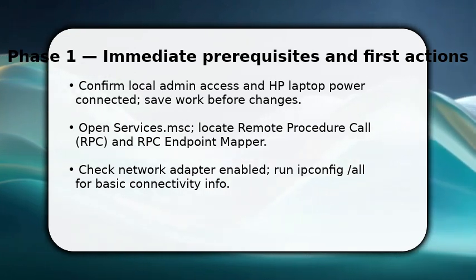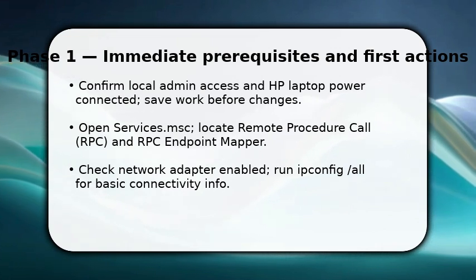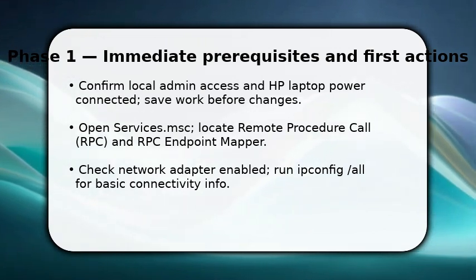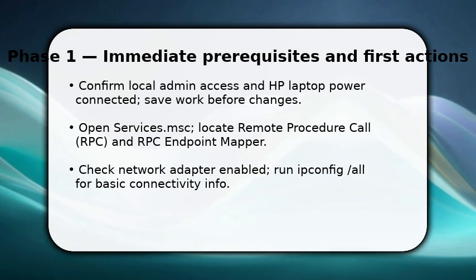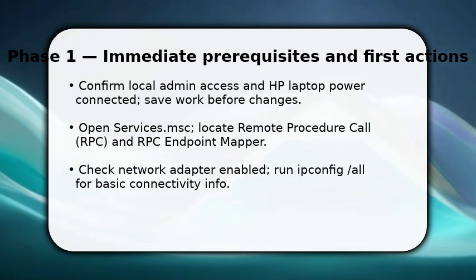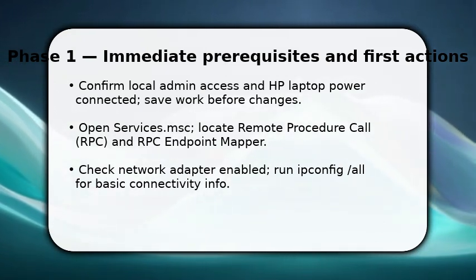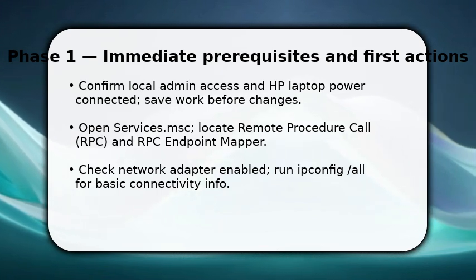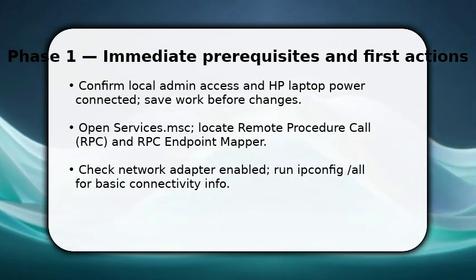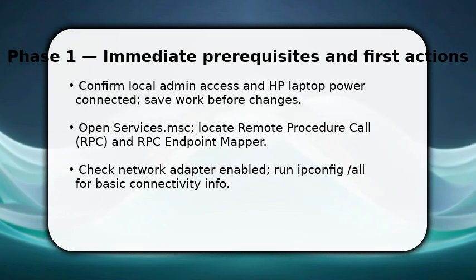You will also open a command prompt as admin to run ipconfig /all. This verifies your NIC status and DNS bindings. Make sure the network adapter is enabled in settings. If it is disabled, enable it and reconnect. These first steps prepare Windows for service and network fixes.